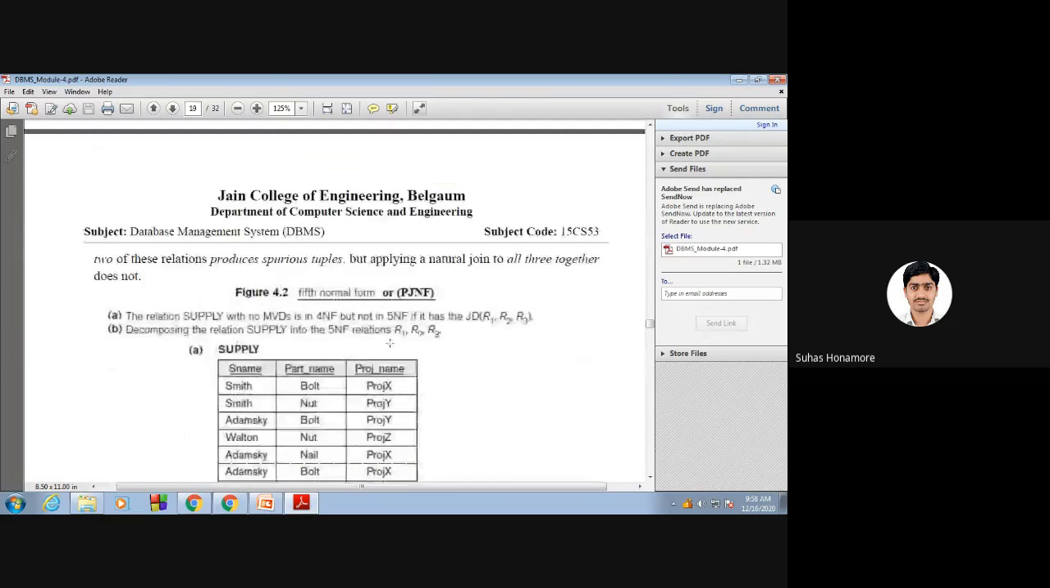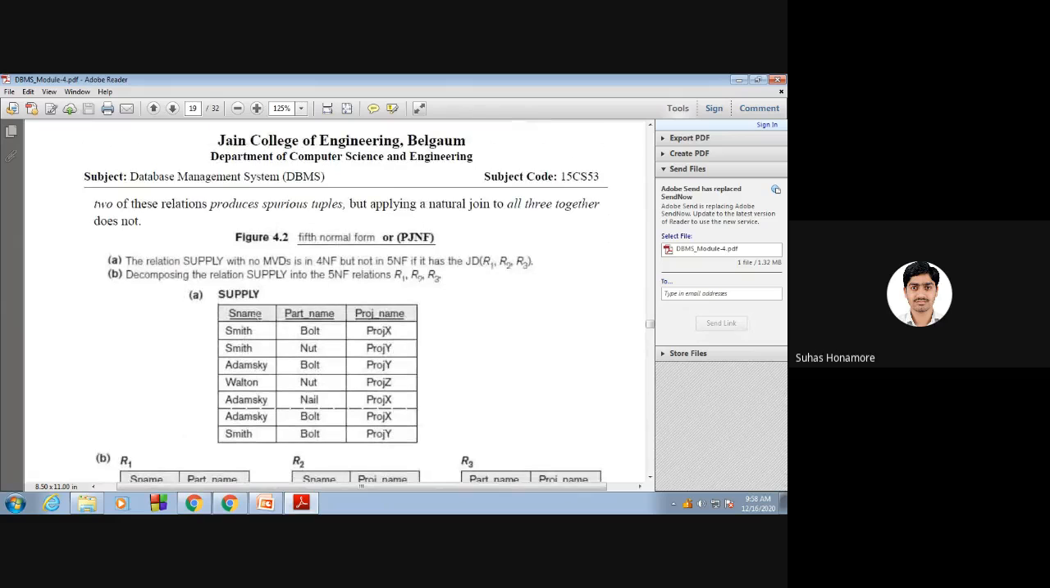Here we have supplier name, part name and project name. A supplier supplies the parts for a project, and these parts are related to some project. If you saw, this is the multivalued dependency only. From here to here a multivalued dependency is there, and from here to here also. If I consider a supplier, he supplies the parts, these are the part names, and he supplies for a particular project also. So this is nothing but a violation of 4NF normally.